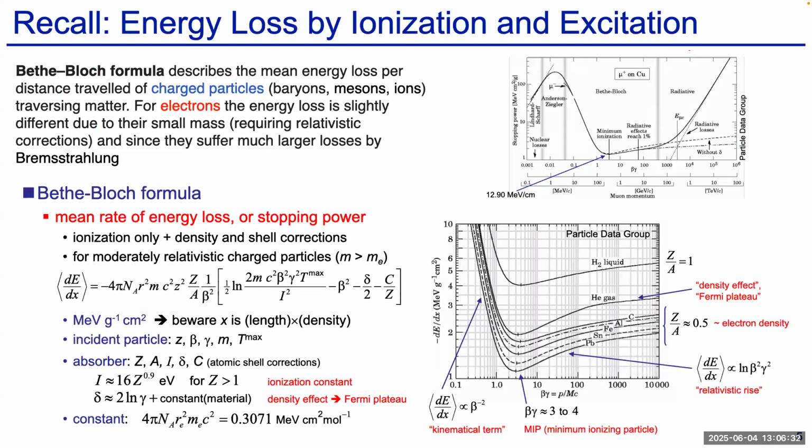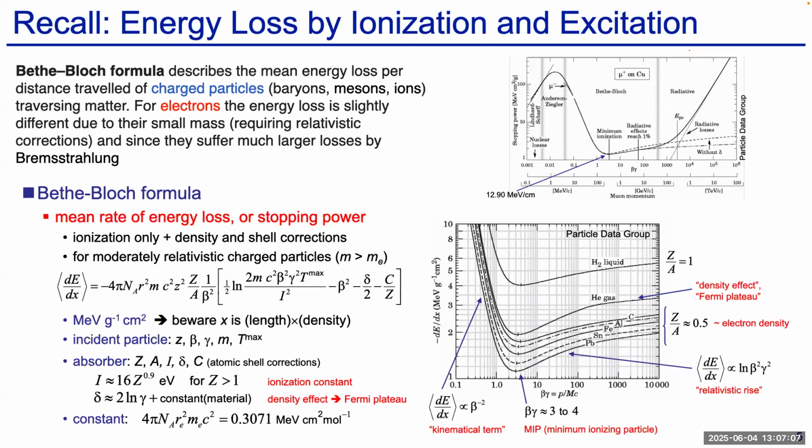One of the key things you should know, even if you're a theorist or something, is that the Bethe-Bloch formula should be in your head. And the Bethe-Bloch formula describes the mean energy loss, the dE/dx, of a charged particle, usually baryons and mesons, that traverses matter. For electrons, it looks a little bit different because here there are radiative effects which dominate, and we will talk about this a little bit later. But it is really Bethe-Bloch for hadrons.